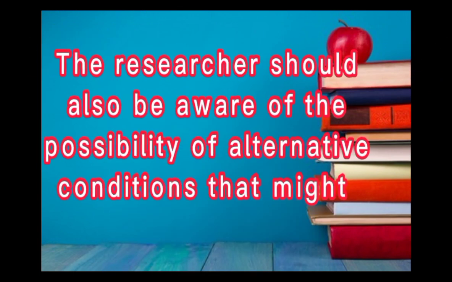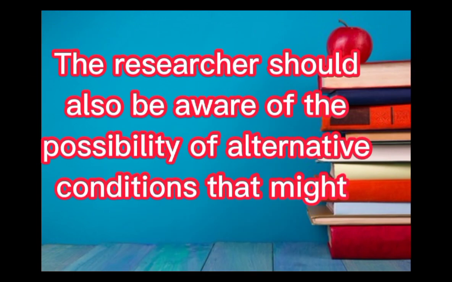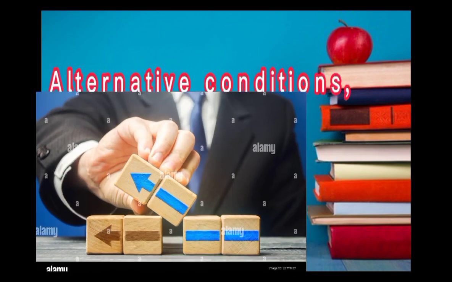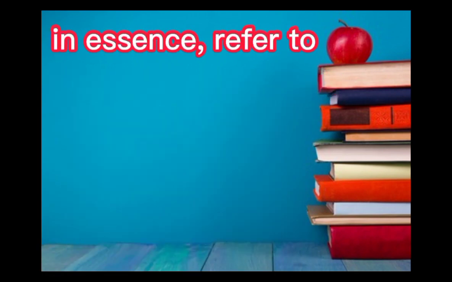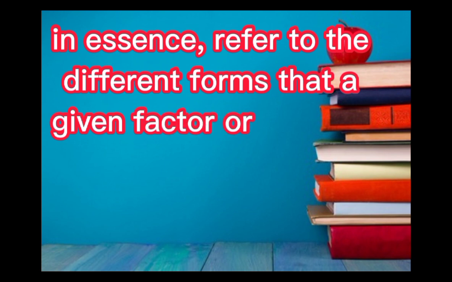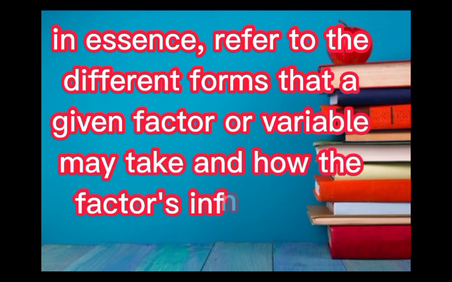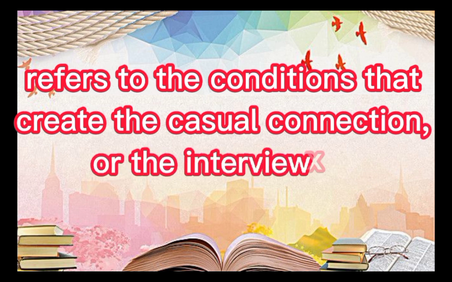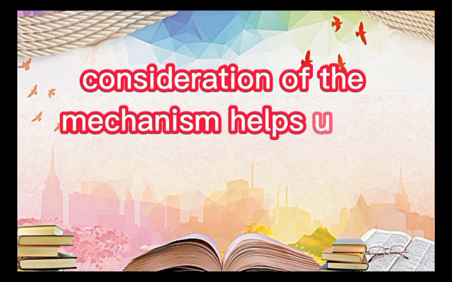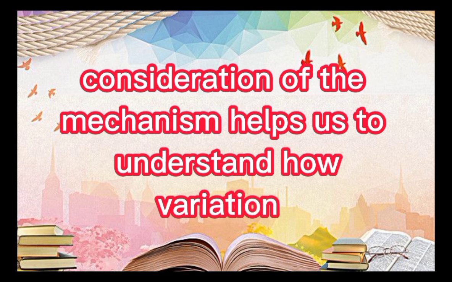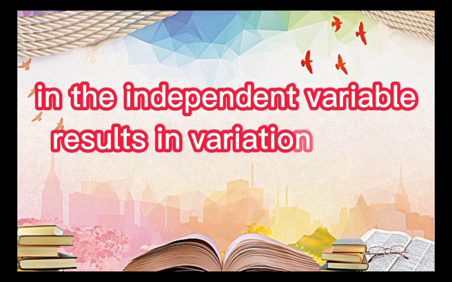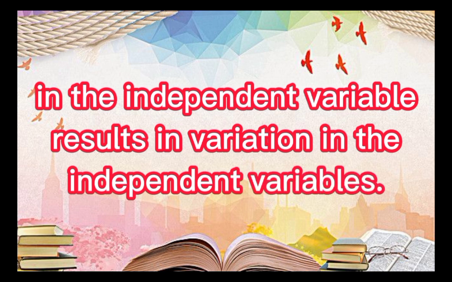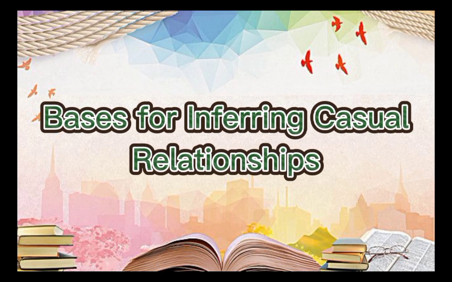The researcher should also be aware of the possibility of alternative conditions that might make the occurrence of a certain phenomenon more likely. Alternative conditions, in essence, refer to the different forms that a given factor or variable may take and how the factor's influence is affected by its form. A mechanism refers to the conditions that create the causal connection or the intervening variables. Consideration of the mechanism helps us to understand how variation in the independent variable results in variation in the dependent variable.